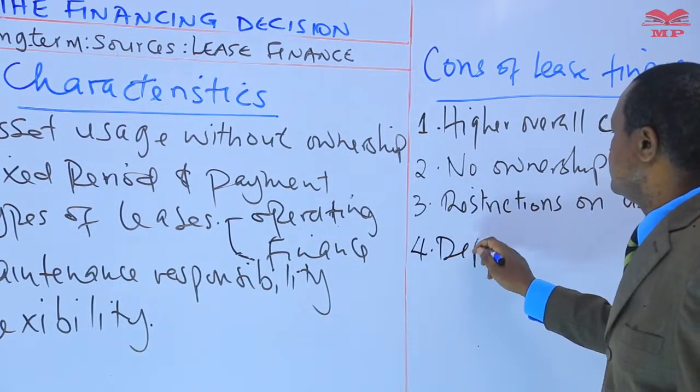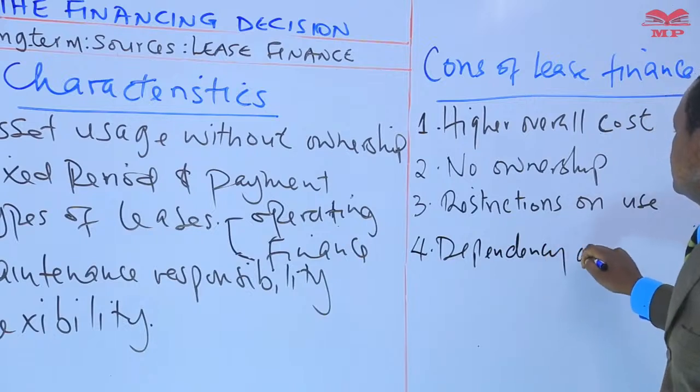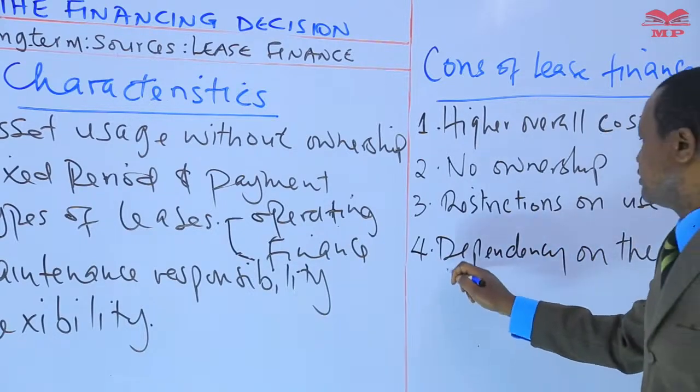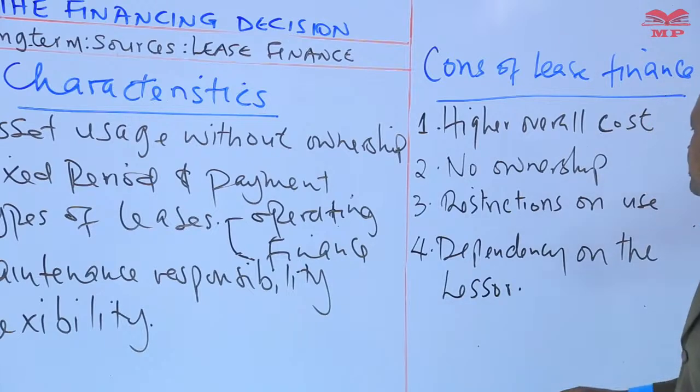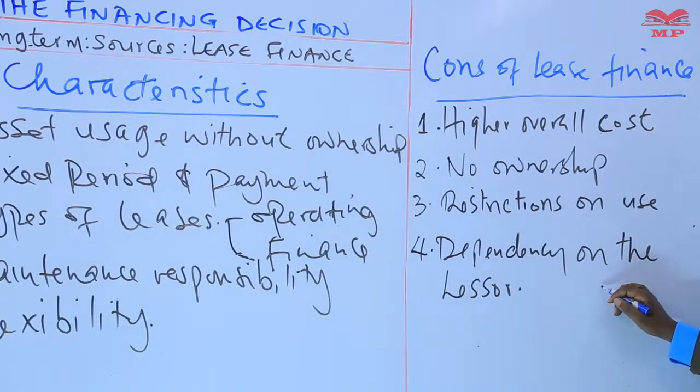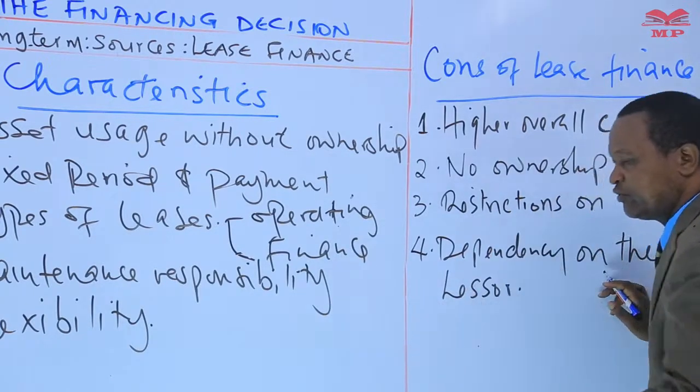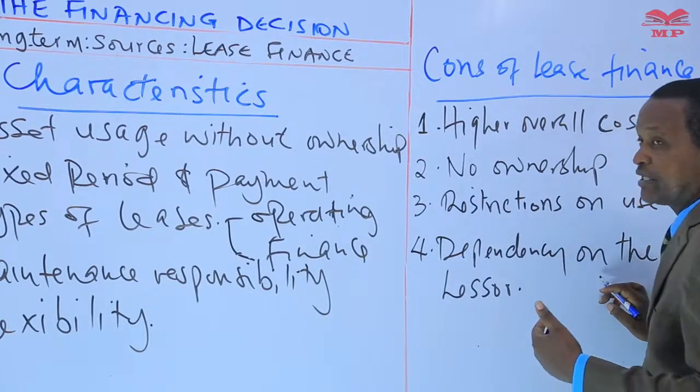4, dependency on the lessor. The business relies on lease finance. The businesses that rely on lease finance are dependent on the lessor for the availability of assets and for favorable lease terms. And therefore, changes in lessor policies or changes in the financial health of the lessor may negatively impact the lessee.